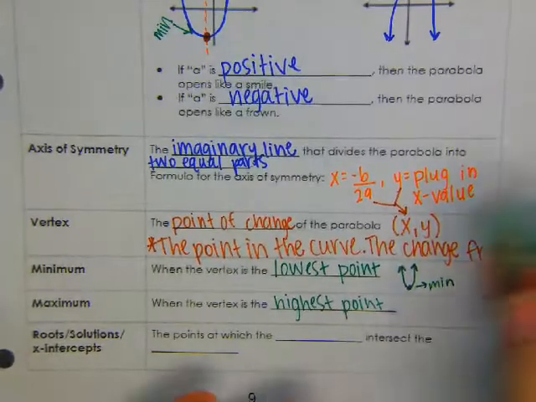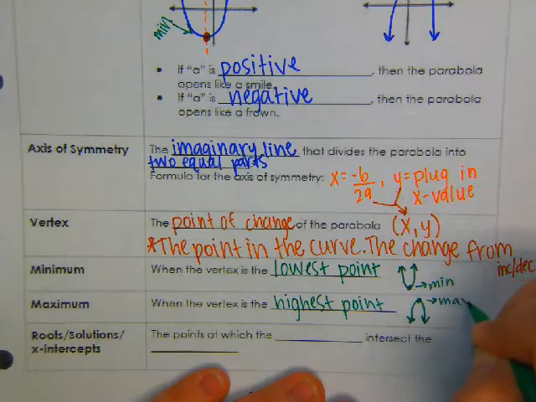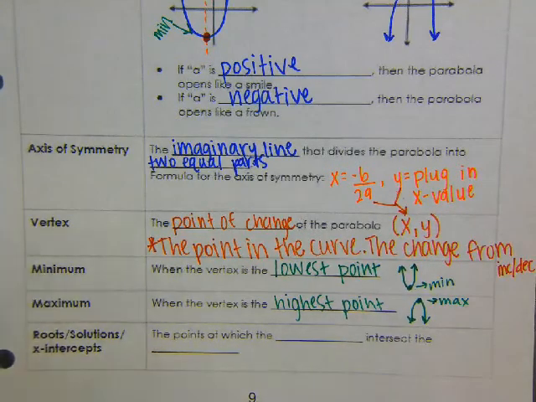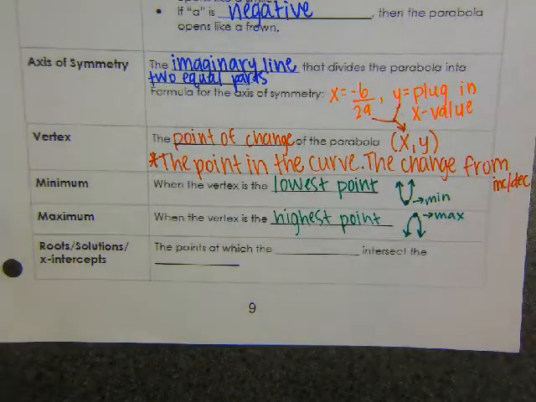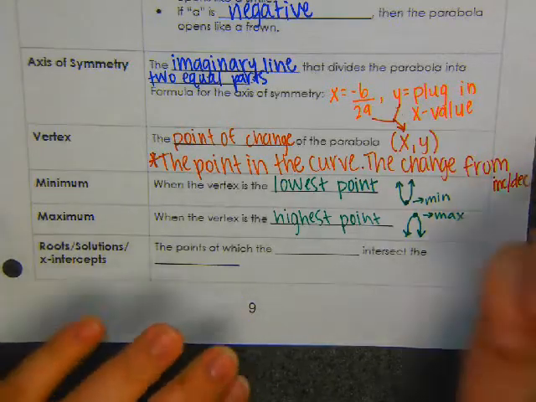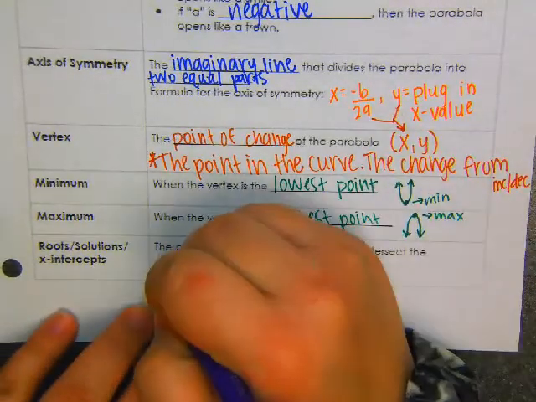So again, if we sketch it down here, the point that's at the top of the curve would represent our maximum. Okay, and then finally at the bottom of this page we have roots, solutions, x-intercepts. Remember, all of those words are interchangeable. They all mean the same thing. So this is just the points at which the graph will intersect the x-axis.